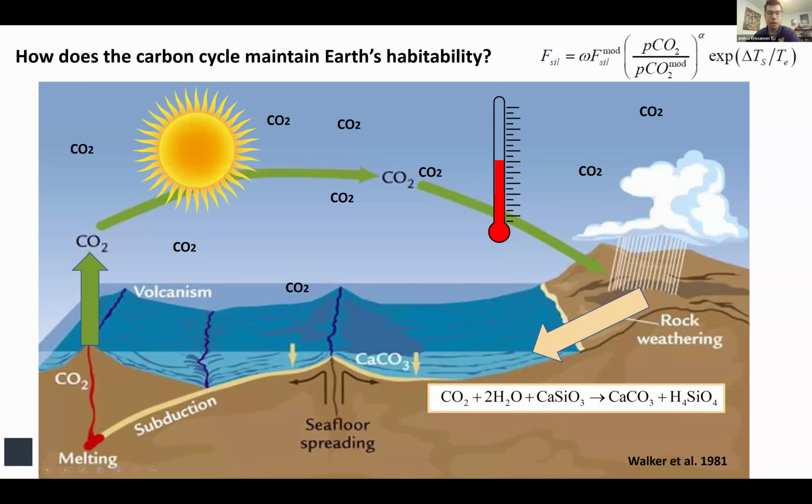So just to start things off, this is the textbook view of how Earth's carbon cycle maintains Earth's habitability. CO2 is degassed into Earth's atmosphere-ocean system from the interior and then removed from the surface via weathering and the subsequent deposition of carbonate rocks.